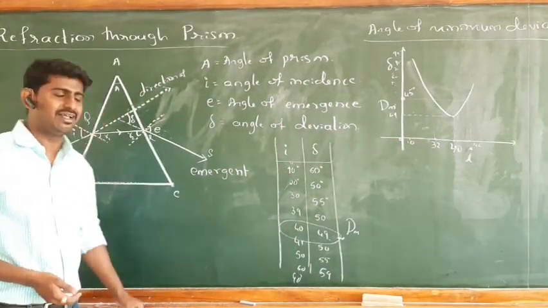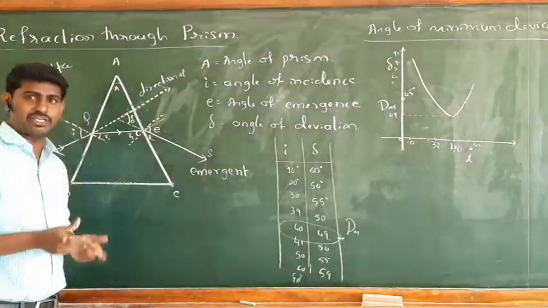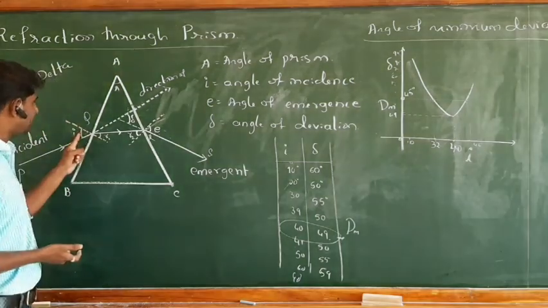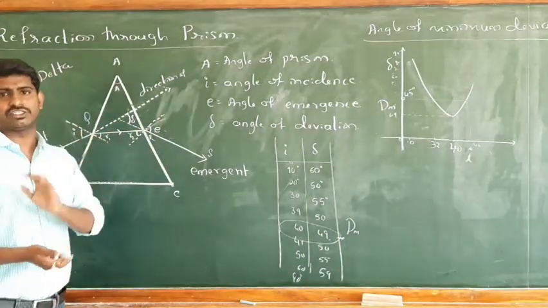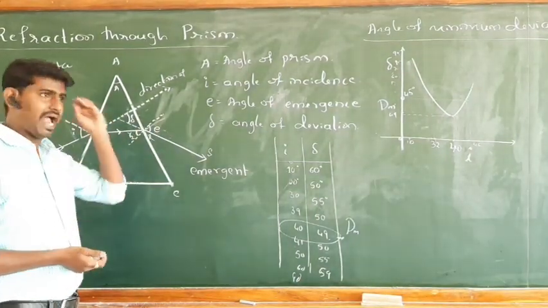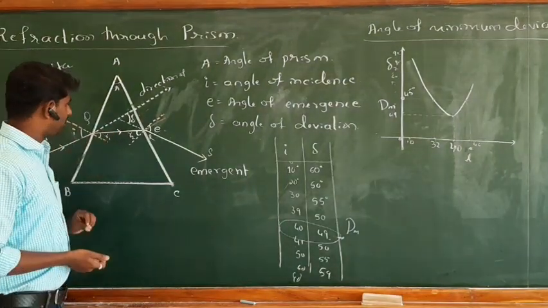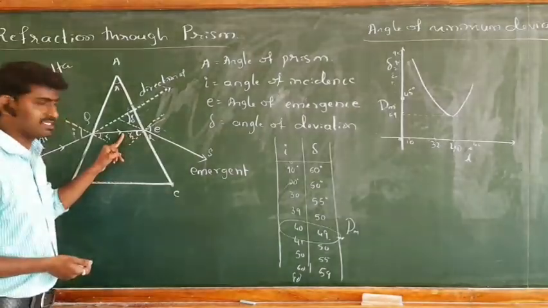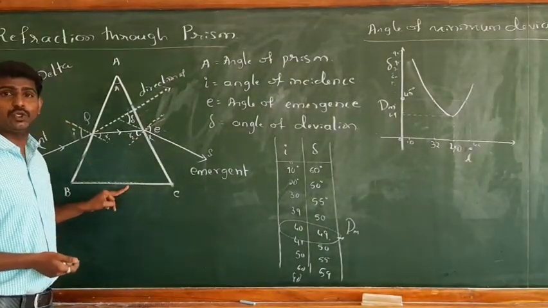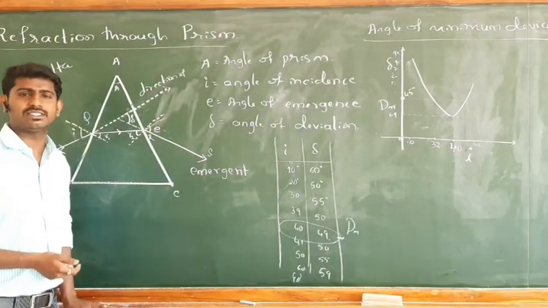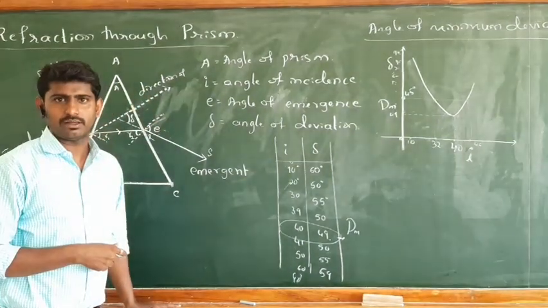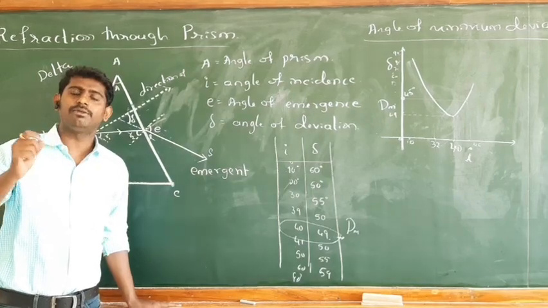What are the conclusions? At the minimum deviation situation, the angle of incidence is equal to angle of emergence. And also the refracted ray inside the prism is parallel to the base of prism. So these are very important conclusions by this experiment in the situation of angle of minimum deviation.